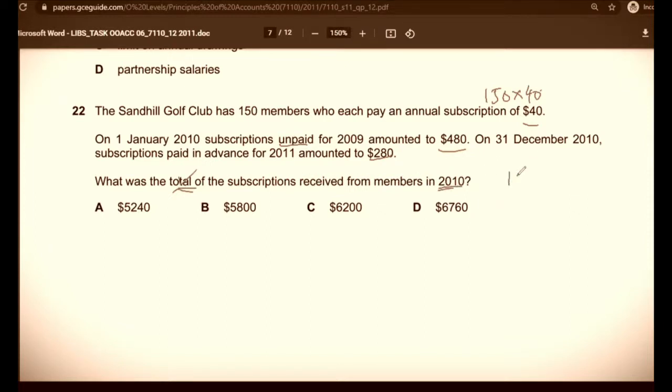That would be sum of 150 times 40 plus 480 plus 280. So this amounts to 6,000 plus 480 plus 280. So the correct answer to multiple choice 22 is option D, 6,760.